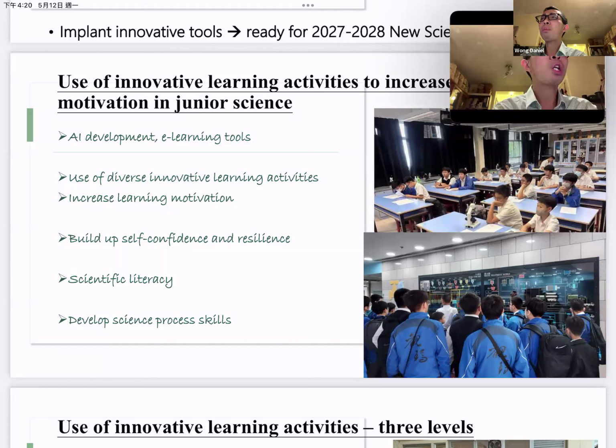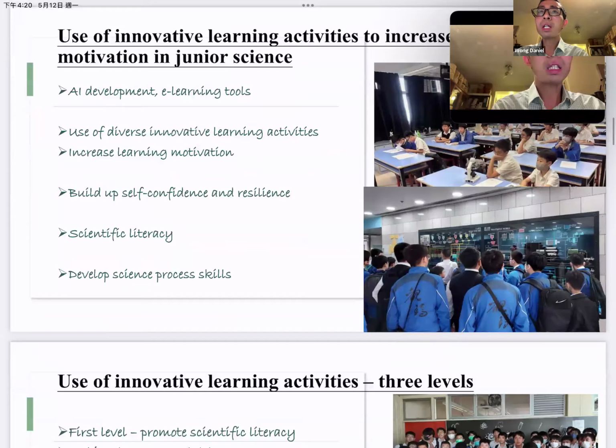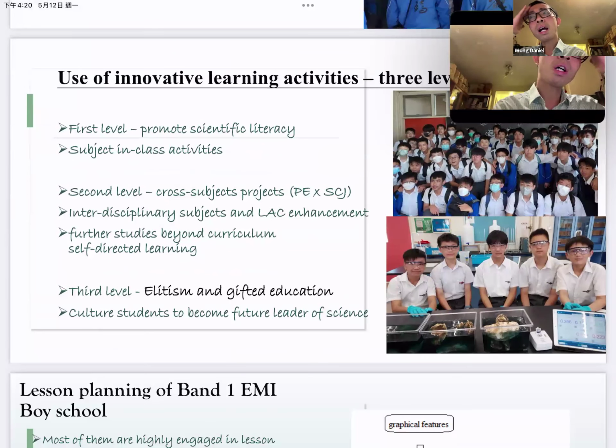After the pandemic, we observed that some students have difficulties in understanding abstract scientific concepts. They may not be very self-confident in learning and are also very moderate teenagers. We want to build a stronger resilience in these junior boys, develop their science process skills, and also develop better scientific literacy throughout the school-based curriculum.